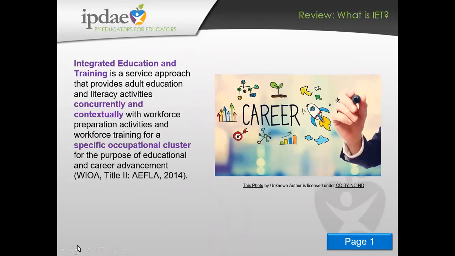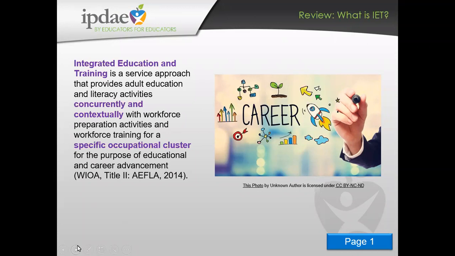So let's just do a quick review of what is IET. Integrated Education and Training is a service approach that provides adult education and literacy activities concurrently and contextually with workforce preparation activities and workforce training for a specific occupational cluster for the purpose of educational and career advancement. IET also combines the occupational skills training and basic or academic skills instruction to increase the educational and career advancement of the participants.